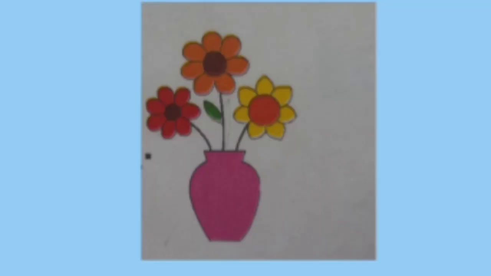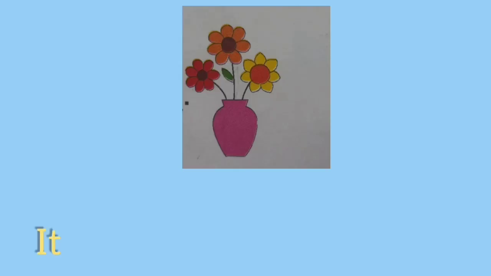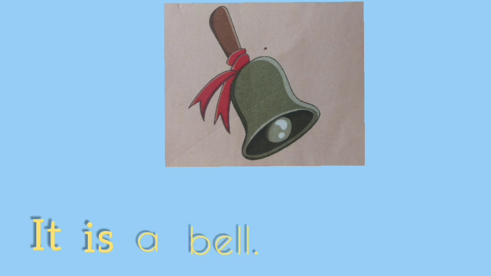The first image is of a vase. It is a vase, V-A-S-E, and a full stop at the end of the sentence. Next is a bell. So the sentence would be: It is a bell. B-E-L-L, bell, and a full stop at the end.